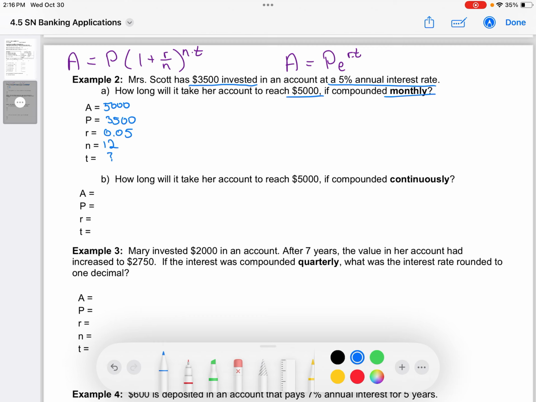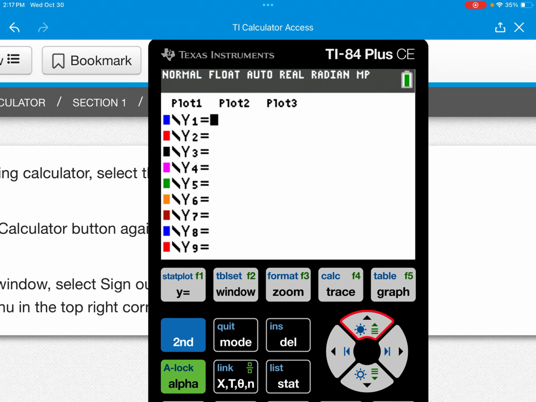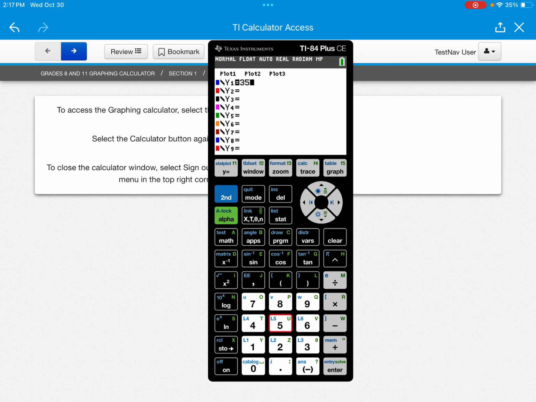So N is 12. So plugging into the compounding periodically formula, we get 5,000 equaling 3,500 times 1 plus R, 0.05 over N, 12, to the power of 12t. Now, we can put this straight in the calculator when that base of the exponent is a yucky number like this. So I'm going to make y1, put one side in y1 and the other side in y2.